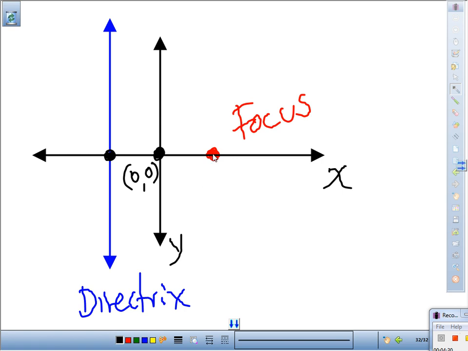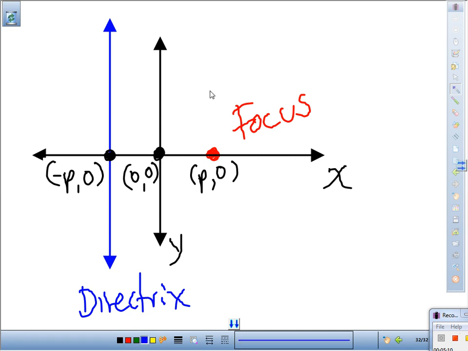If that's true, then this one right here, be careful, is (p, 0). That is correct. If that's true, then this one is what? Tell your neighbor, please. Negative p, 0. That is correct. Pretty clear, yeah? Okay, good.